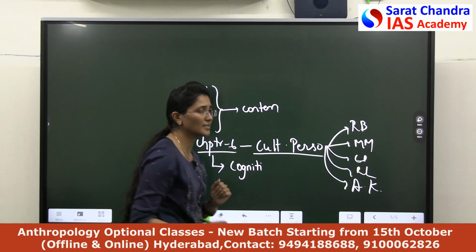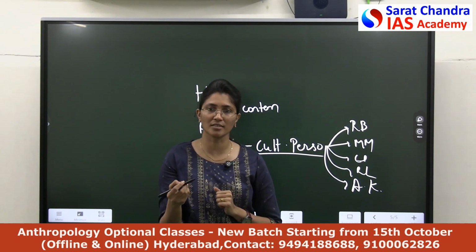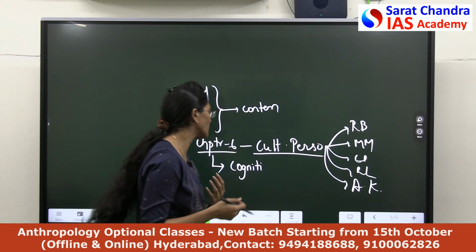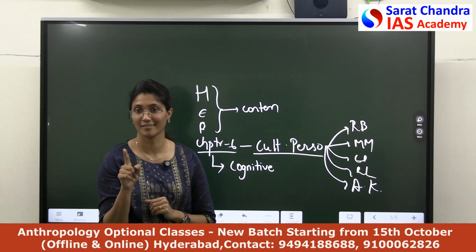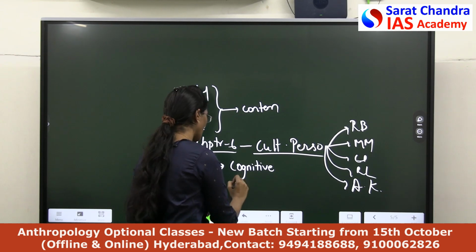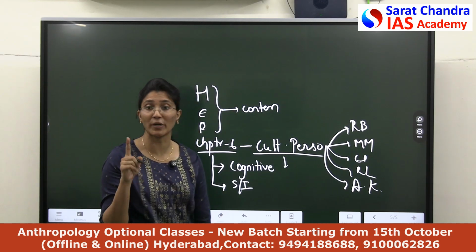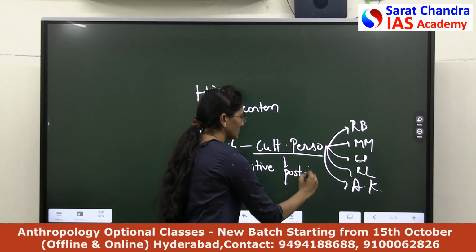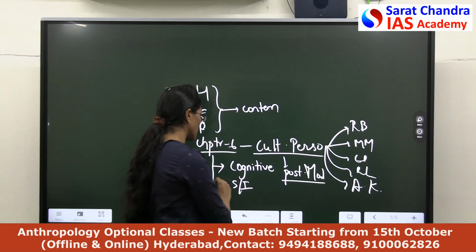Cognitive anthropology. See, evolutionism, neo-evolutionism, structuralism, these theories, very few questions come from these topics. The majority of the questions come from the most confusing theories, like cognitive. If at all you don't understand, you need to put in effort to understand these theories. Cognitive theory, symbolic and interpretative theory, postmodernism. I think this time they have asked a 20-mark question on postmodernism. There is also a question on structuralism.